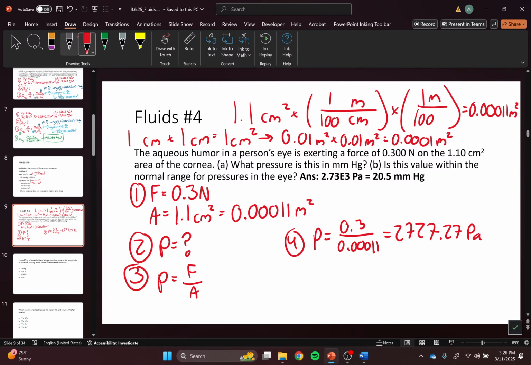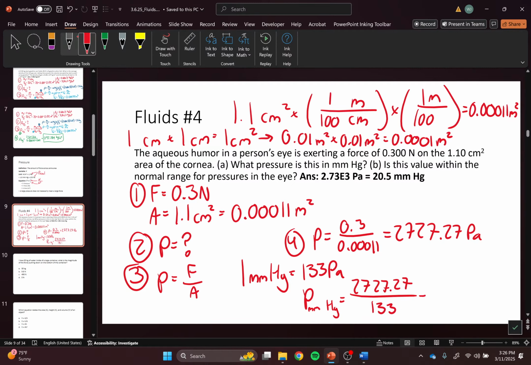So great, we got to convert it. How do you convert it? Remember, y'all, 1 millimeter of Hg is 133 pascals. Just divide it by 133 and you're good to go. That's all you got to do. So if I want the pressure in millimeters Hg, I take my original pressure and I divide it by 133. And that spits out that 20.5.